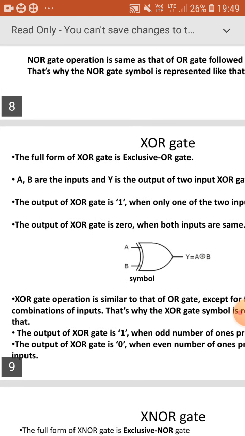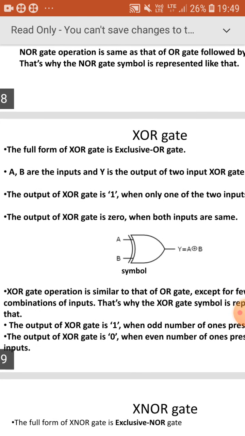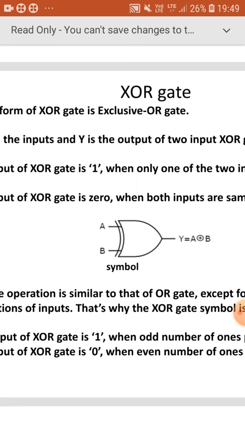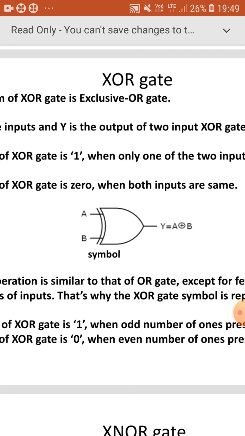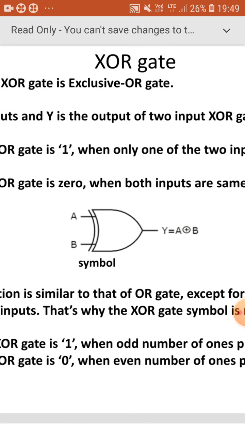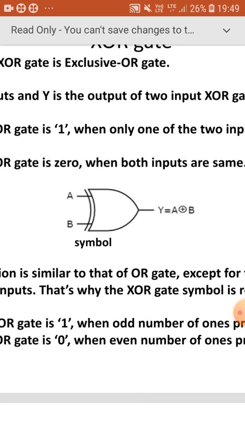Next, we will see about XOR gate. This is the symbol for XOR gate. A and B are inputs. Y is equal to A XOR B. In two input XOR gate, if both inputs are different, then the output will be 1. If both inputs are same, then the output will be 0.